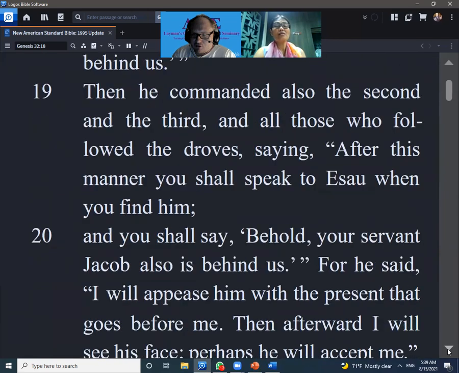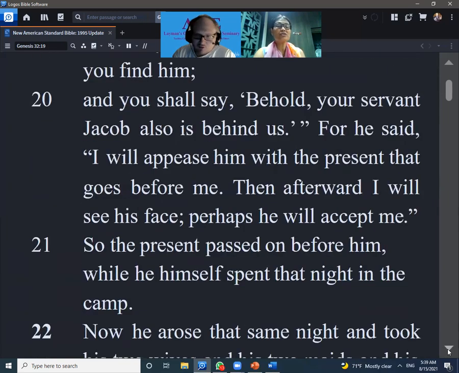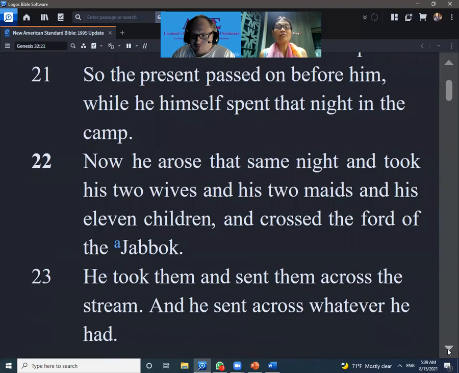Then he commanded also the second and the third, and all those who followed the droves, saying, "After this manner you shall speak to Esau when you find him. And you shall say, 'Behold, your servant Jacob also is behind us.'" For he said, "I will appease him with the present that goes before me. Then afterward, I will see his face. Perhaps he will accept me." So the present passed on before him, while he himself spent that night in the camp.